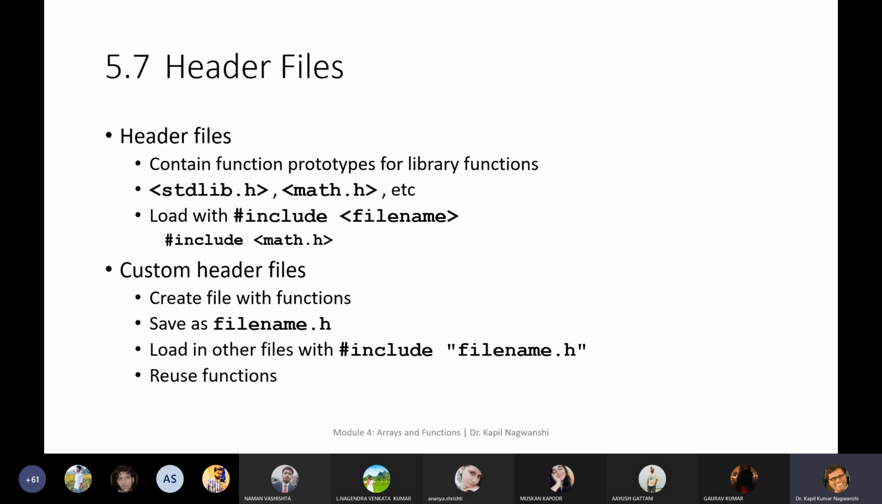Header files. Header files you know very well. You can define your own header file. It contains function prototypes for library functions, like stdio.h, math.h, etc. You load it with include and the file name, for example include math.h. You can also define custom header files with your own functions and include them. Because functions are coming, I already told you that you can create your own header file and use it for your purpose.